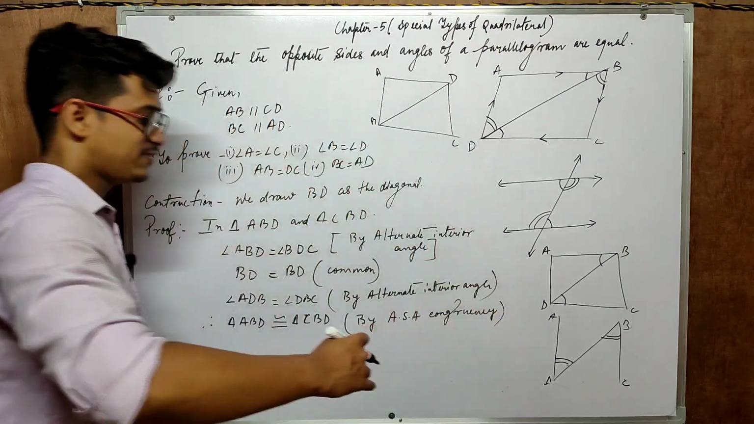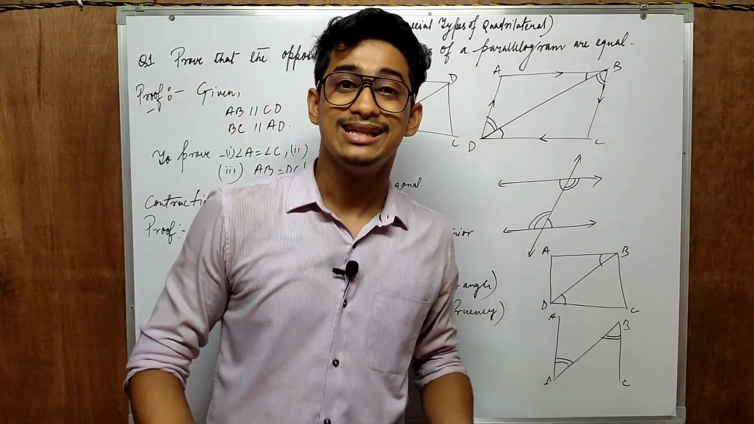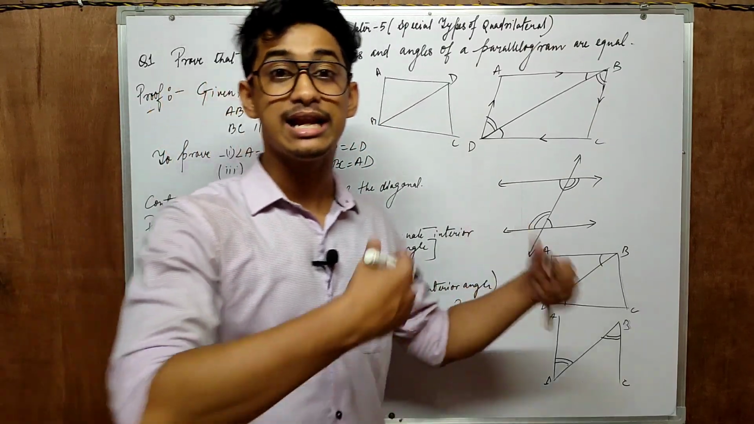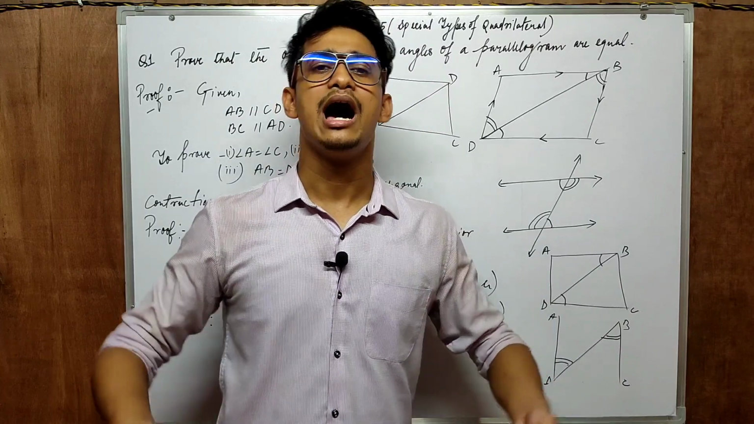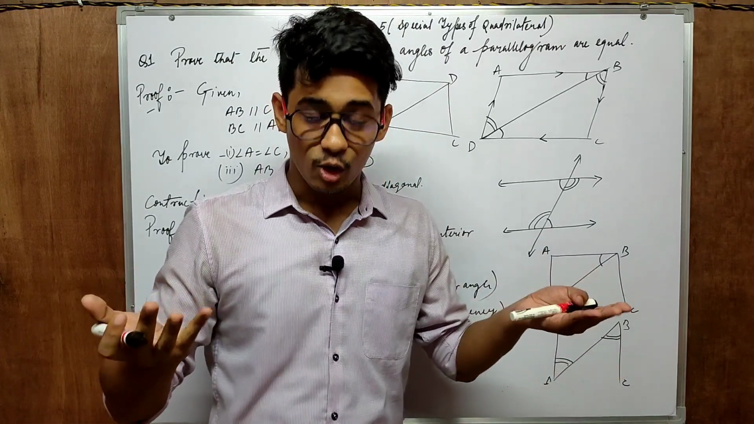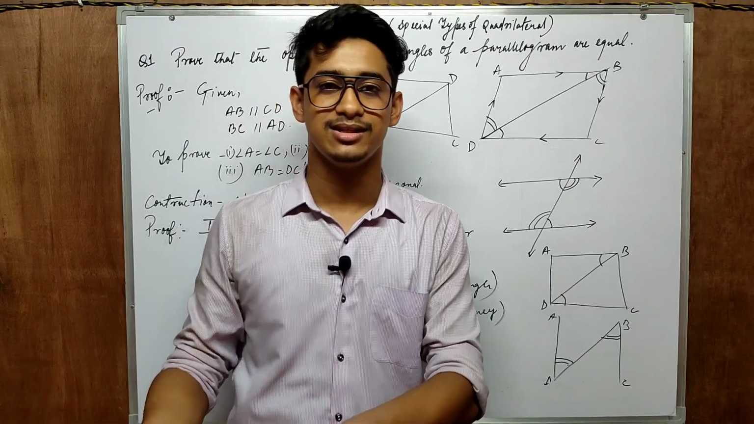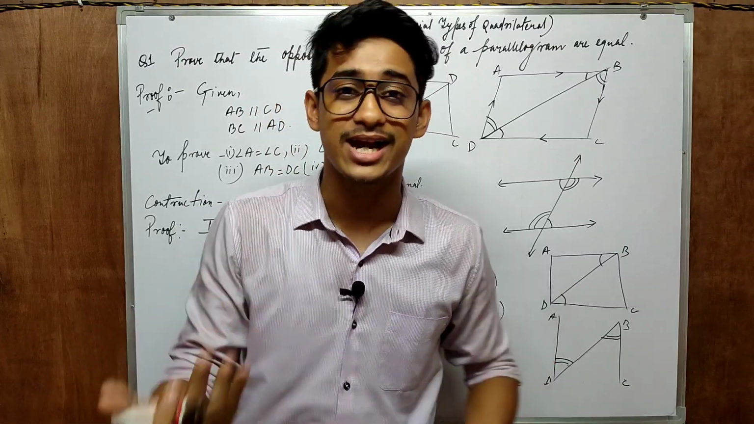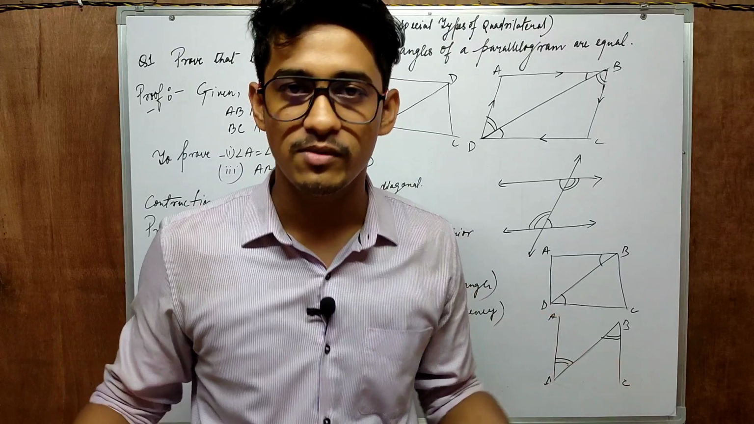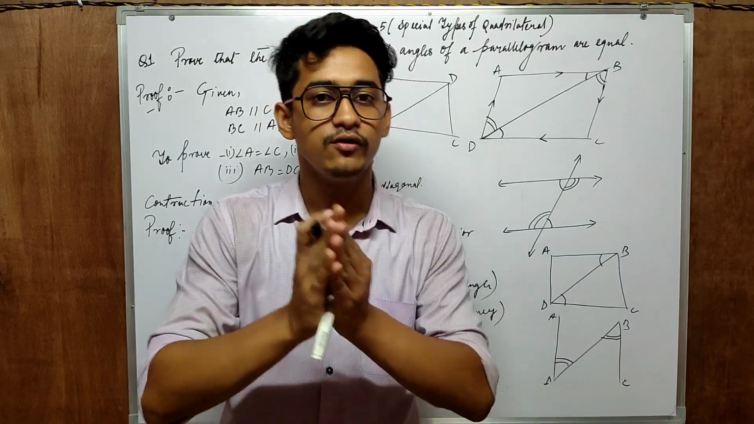So in the last video I explained that after congruency all the remaining angles and sides are automatically equal to each other. By which criteria? CPCT. What is the full form of CPCT? Corresponding parts of congruent triangles.